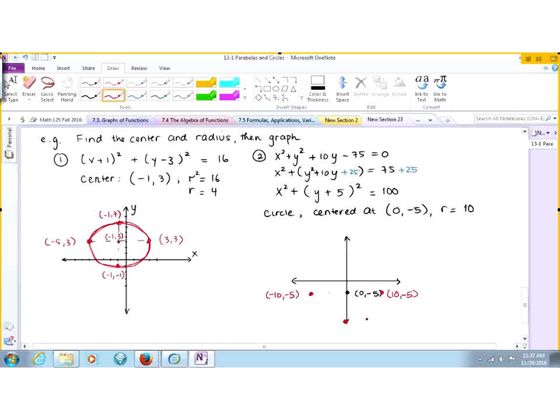Down 10. So what is the coordinate? 0, comma, negative 15. That's right. Up 10. So what is the coordinate? 0, comma, 5. There you go. So then you have the circle. Easy? That's it. All right. One more and then we're done.